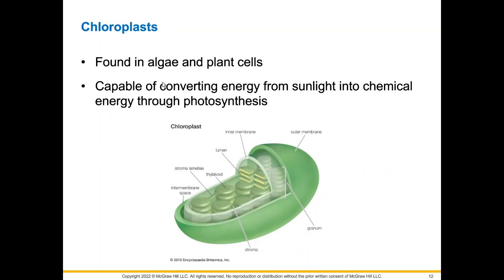Chloroplasts. These are found in algae and plant cells because they are the ones capable of photosynthesis. So these chloroplasts harvest sunlight energy and convert it to chemical energy through photosynthesis. That chemical energy is in the form of glucose.